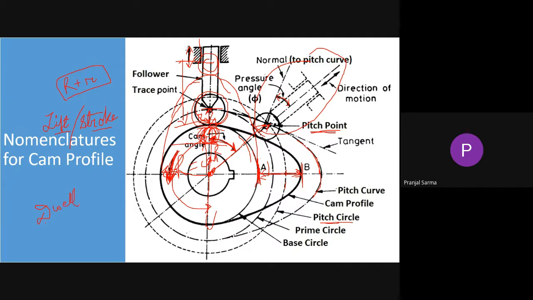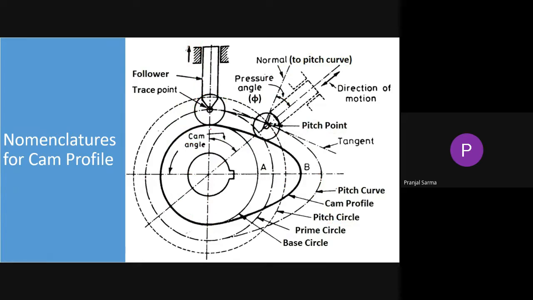Similarly, we have already discussed yesterday about dwell, or period of dwell. So what is the period of dwell? It is the period during which the follower remains stationary during some finite rotation of the cam. And generally we get the dwell whenever we encounter a constant radius curvature. Like in this particular case, from here to here, let's consider the cam is rotating.